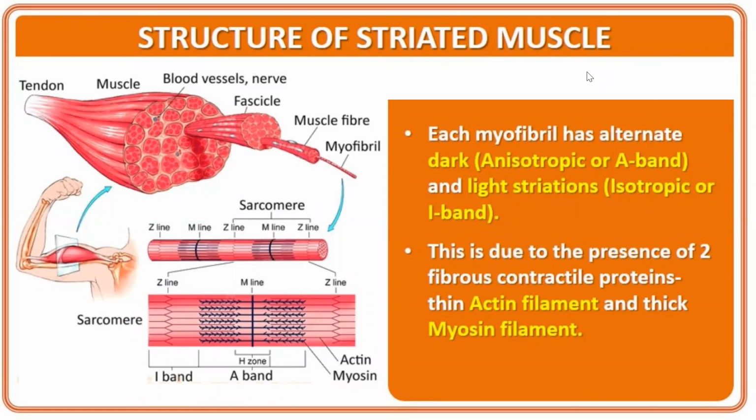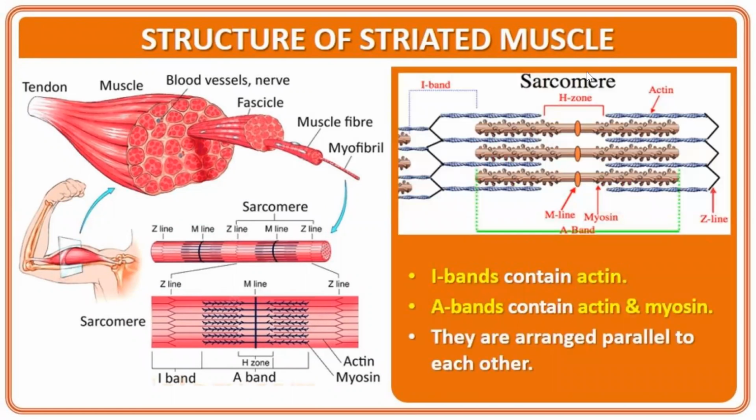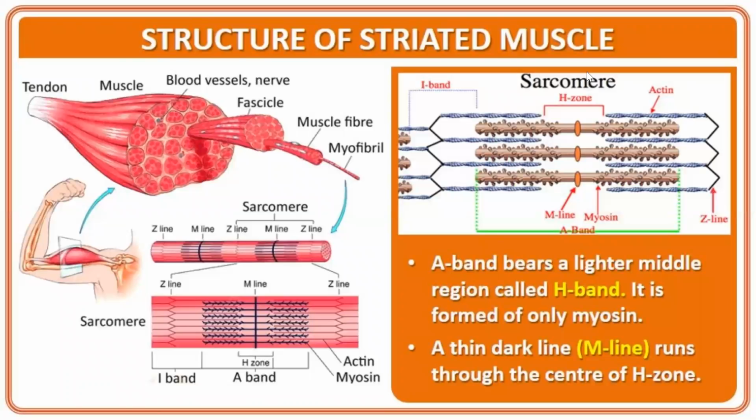This is due to the presence of two fibrous contractile proteins, thin actin filament and thick myosin filament. I band contains actin filament and the A band contains actin as well as myosin filament. They are arranged parallel to each other. A band bears a lighter middle region which is known as H band or H zone. Here you can see in the figure, and it is formed of only myosin.